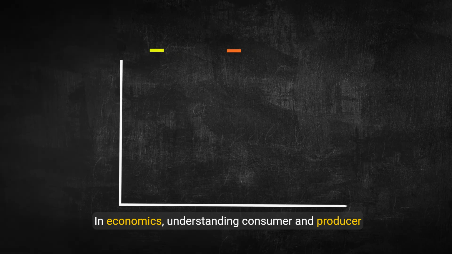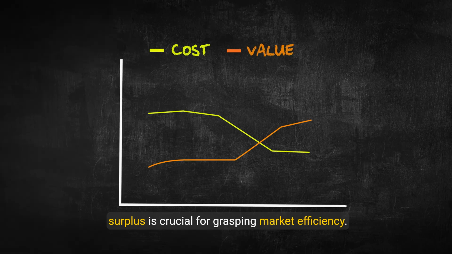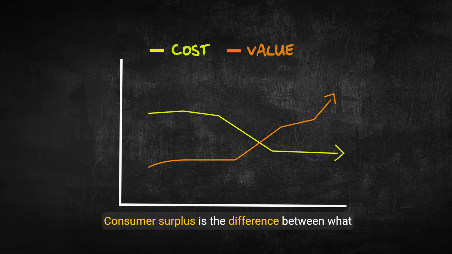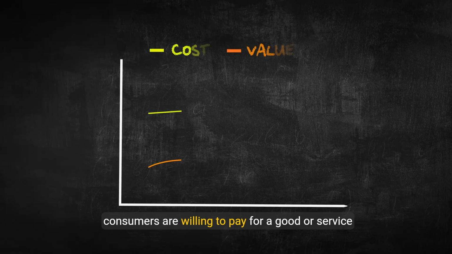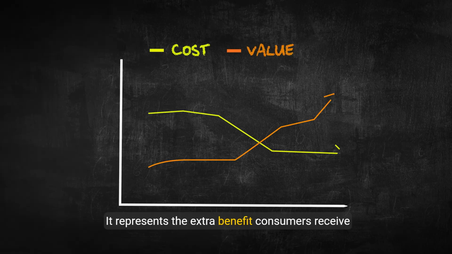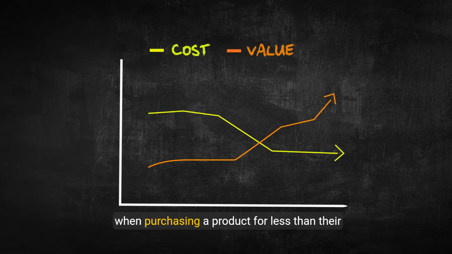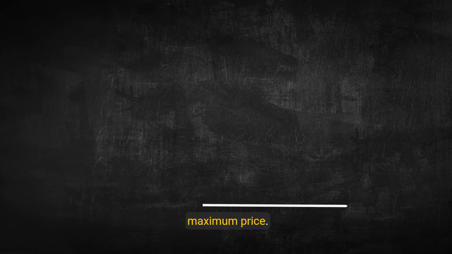In economics, understanding consumer and producer surplus is crucial for grasping market efficiency. Consumer surplus is the difference between what consumers are willing to pay for a good or service and what they actually pay. It represents the extra benefit consumers receive when purchasing a product for less than their maximum price.